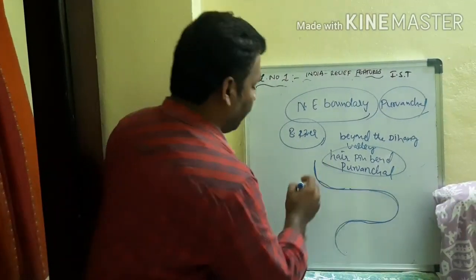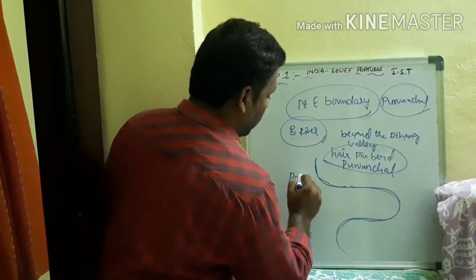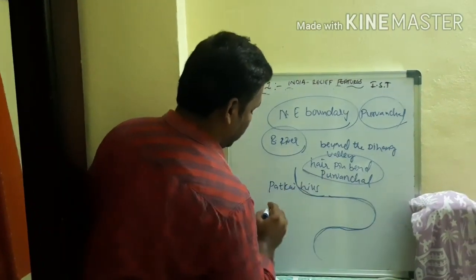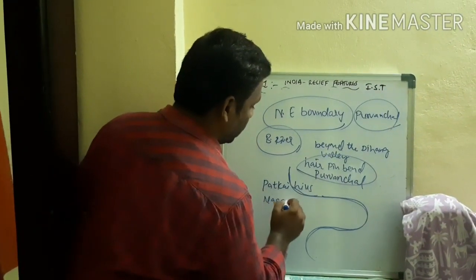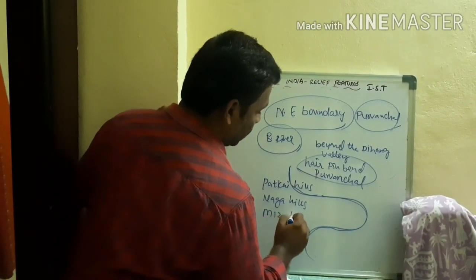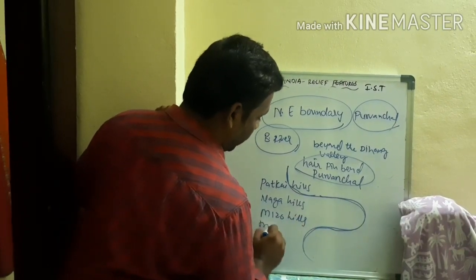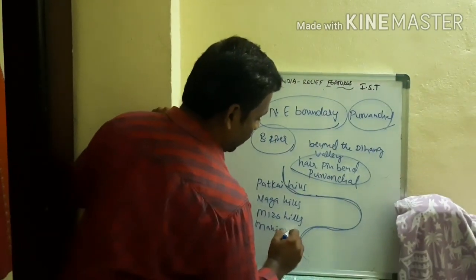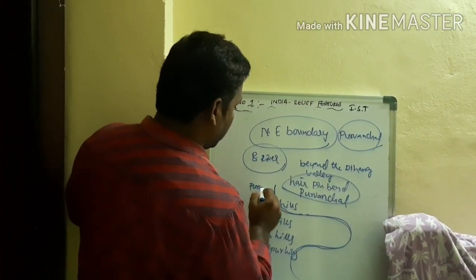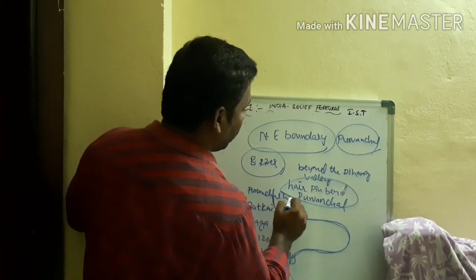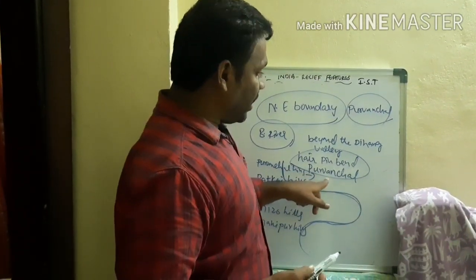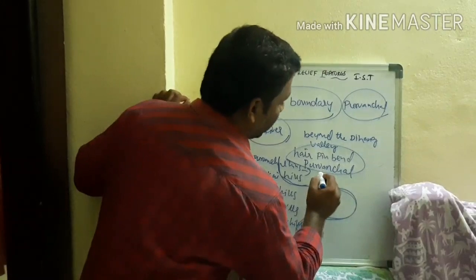For example, Patkai Hills, Naga Hills, Mizo Hills, Manipur Hills, Purvanchal Hills. These Purvanchal Hills are found in all 7 states, which we can call the 7 sisters.